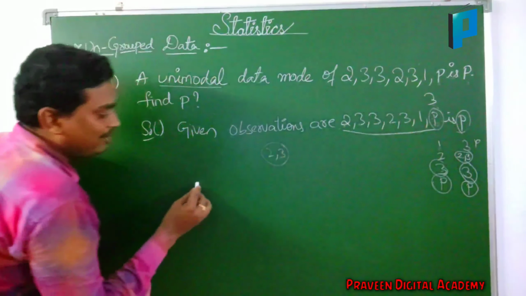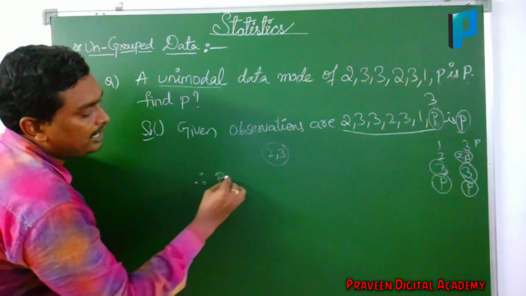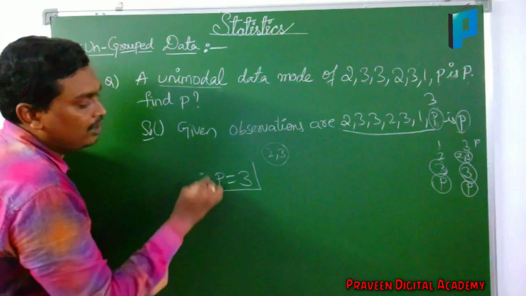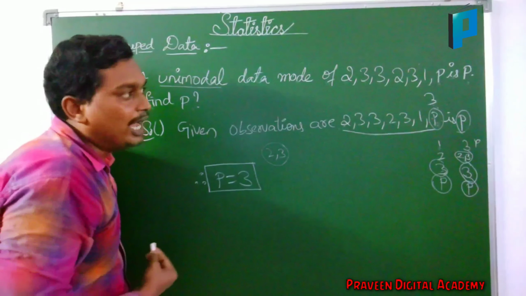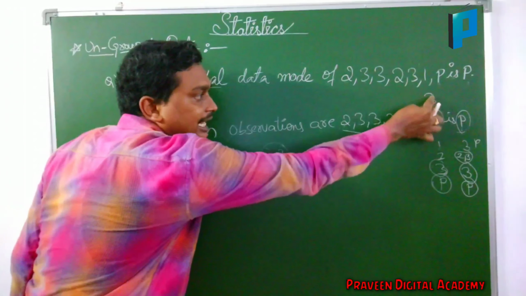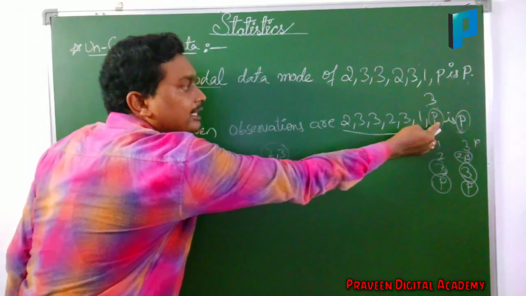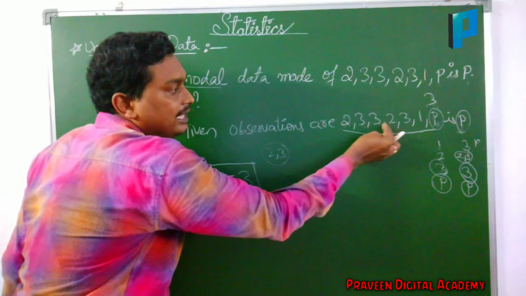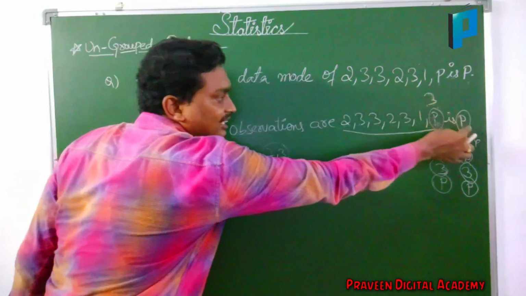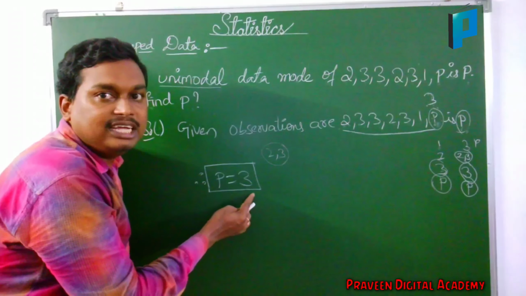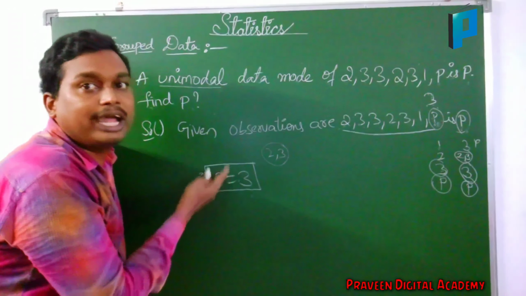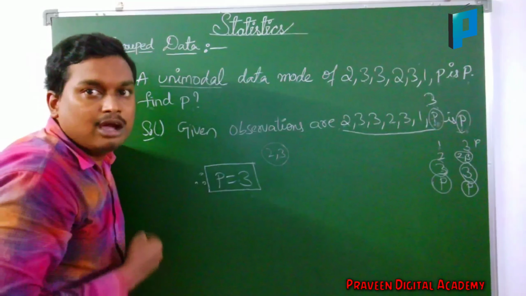Means what is the P value here? Here P should be 3. Why? Because mode is the most repeating value. If you are keeping 3 in the place of P, then the mode of 2, 3, 3, 2, 3, 1, 3 is 3. So we can say that the value of P is equal to 3 to get the unimodal.